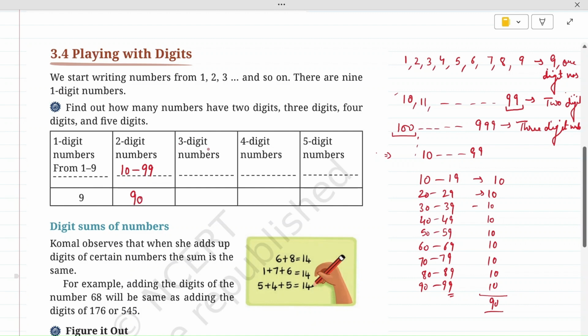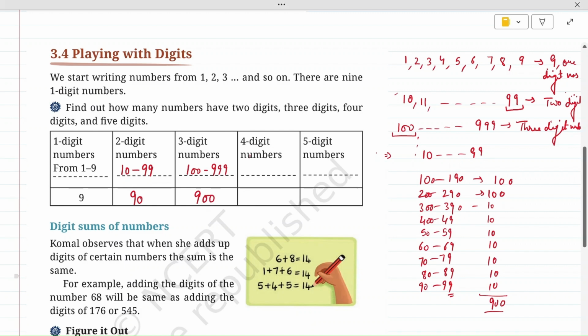Now for 3-digit numbers, it starts from 100 and goes to 999, 100 being the smallest 3-digit number and 999 the largest. If we do it like this, 100 to 199 will be 100 numbers, the same thing. So directly I can write 900 here for the 100 series. So we will get 900 here.